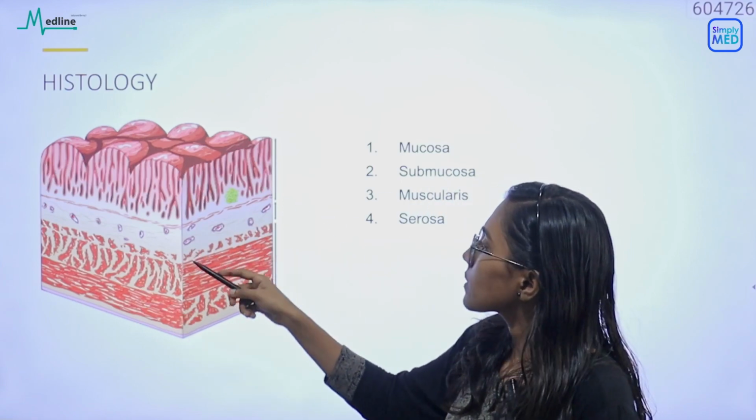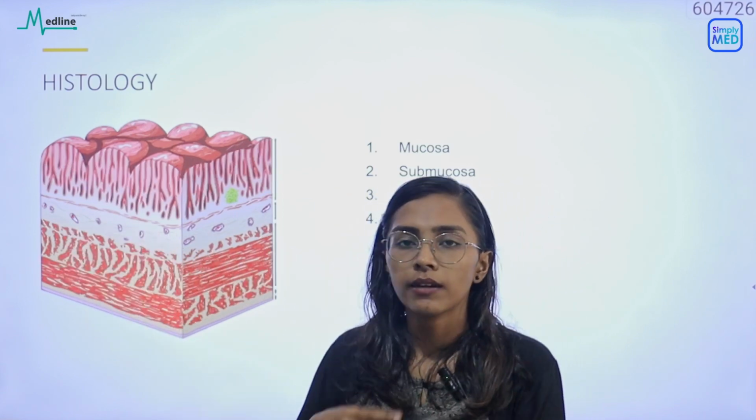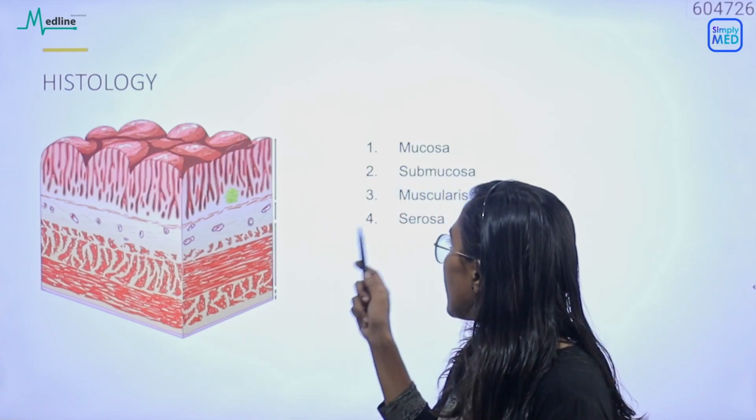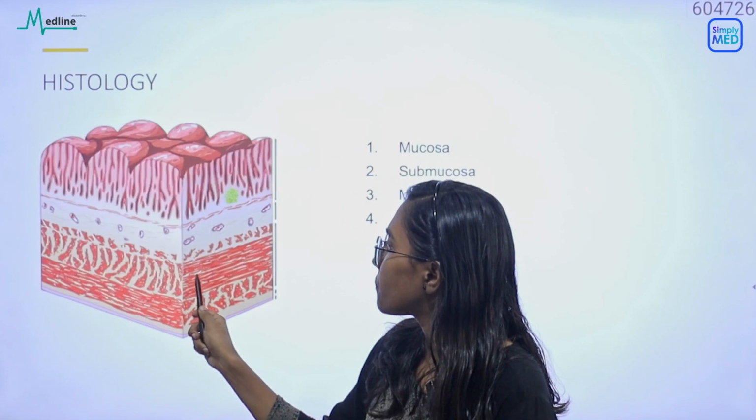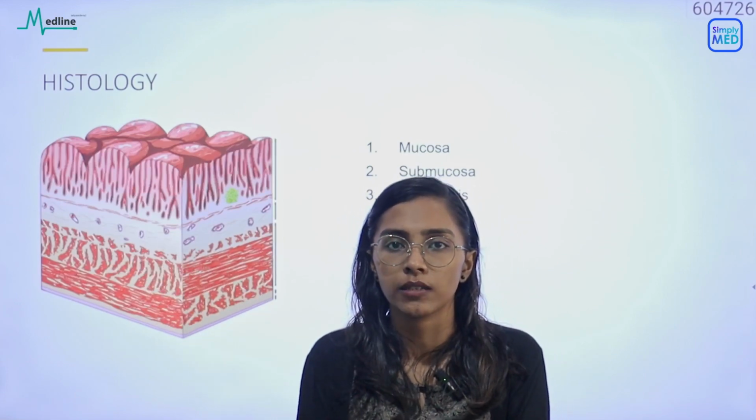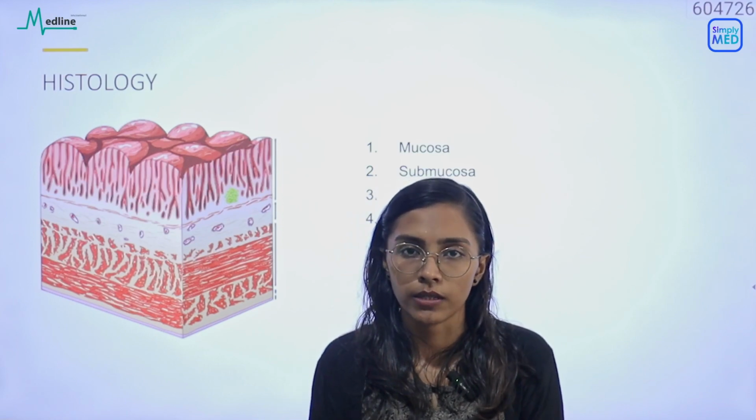And after that we have the submucosa. The one coming right after the mucosa is the submucosa. Then we have the muscularis layer. So this one is the muscularis layer. The muscularis layer is again composed of 2 types of muscles, that is inner circular muscles and outer longitudinal muscles.